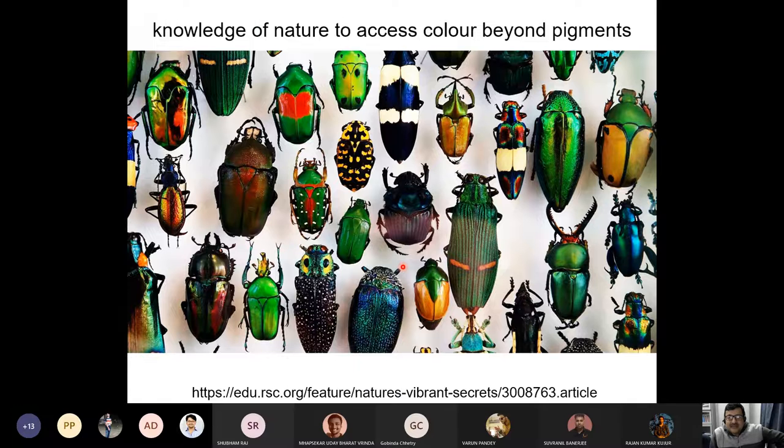Anybody has an idea what these things are? Any idea? Beetles. These are all insects, right? Different types of insects. Any idea what exactly is their source of color? Why they look so colorful? What is the source of color? How generally do they generate the color?